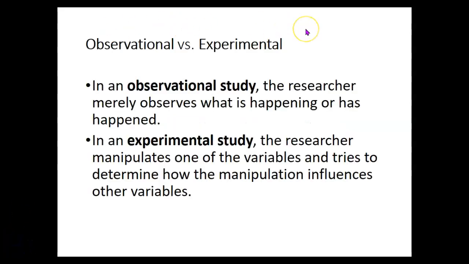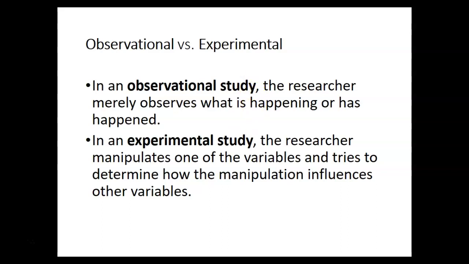There are two basic kinds of studies that you can do when you're trying to gather some statistical data about a possible relationship between two variables. So there's observational studies and experimental studies. In an observational study, the researcher merely observes what is happening or what has happened. In an experimental study, the researcher manipulates one of the variables and tries to determine how the manipulation influences other variables.